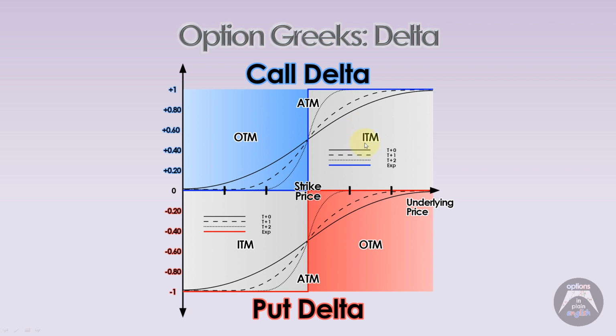Now here, another thing that you can notice is that I have four different lines representing delta. This is because not only does delta change with the underlying price, but it also changes with time. So here we're simulating time passing from the solid line to the dashed line to the dotted line to finally the colored line.